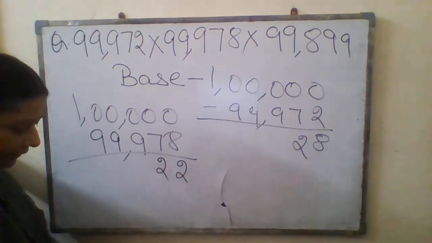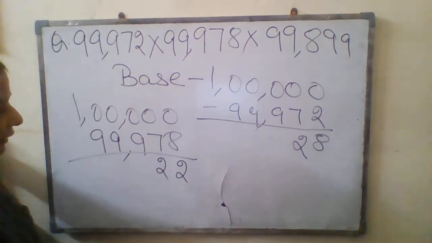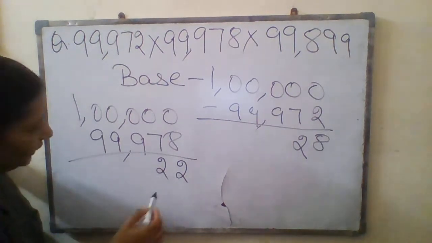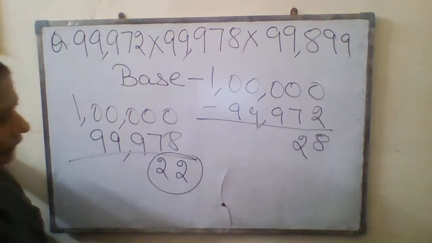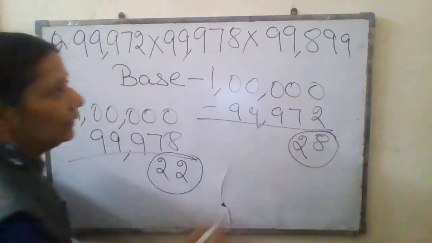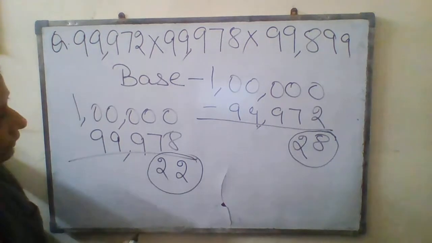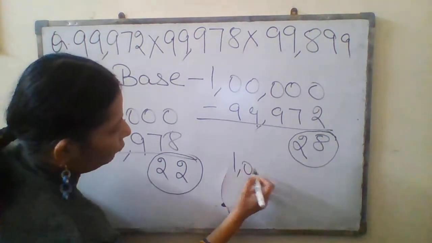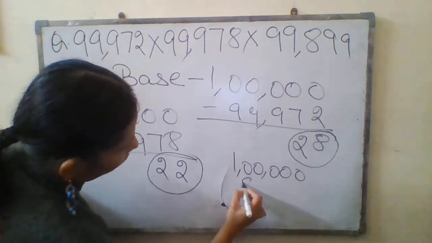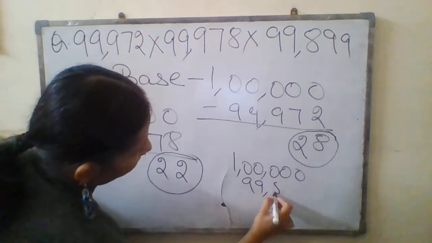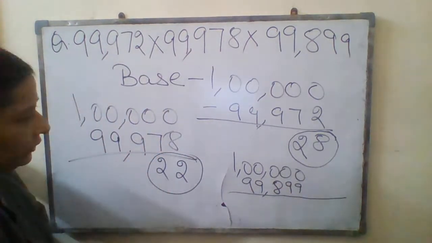Now look at these two numbers. After the subtraction, I have got two numbers. I got 22 here and 28 here. And one more number: now I have to subtract the last number, 99,899, from 1 lakh. These numbers are very important here.